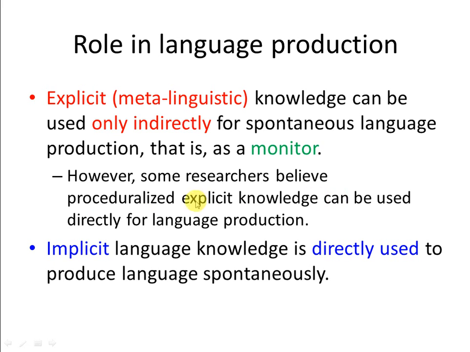Proceduralized explicit knowledge. Explicit knowledge is not procedural. It is declarative, but some people say there is such a thing called proceduralized explicit knowledge. But usually, normal explicit knowledge, not the proceduralized one, can be used only indirectly for spontaneous language production. In contrast, implicit language knowledge is directly used to produce language spontaneously. So when we produce language spontaneously, we use our implicit language knowledge.